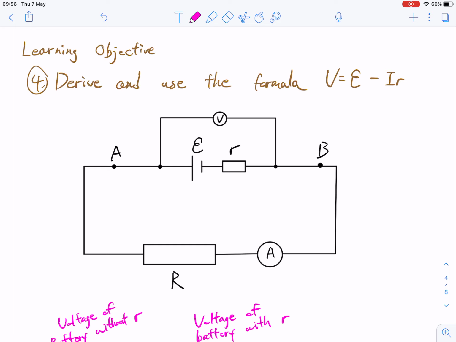Okay, learning objective number 4: derive and use the formula V equals E, that's EMF, minus I times little r.